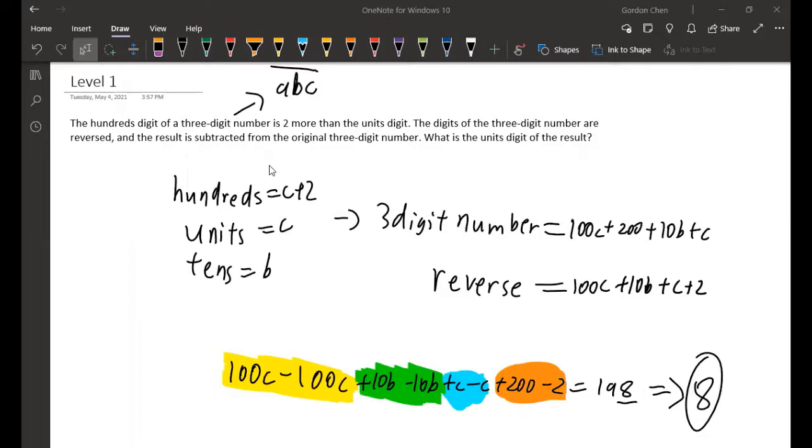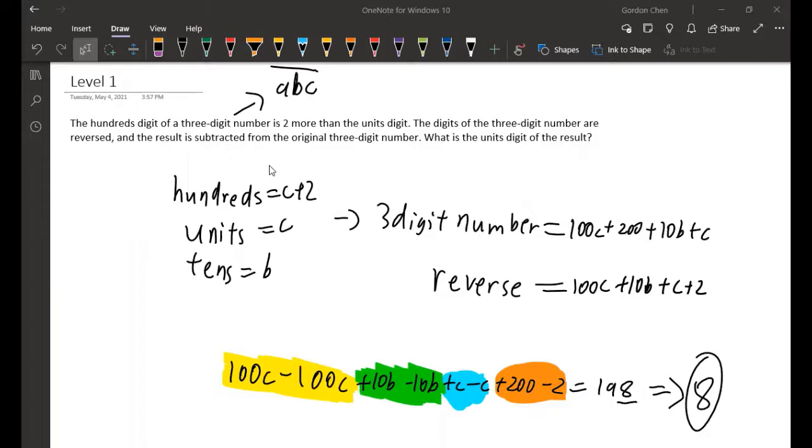And so we have that the tens digit is B. So our 3-digit number is 100 times (C plus 2), plus 10 times B, plus the unit digit, which is C. And the reverse is 100C plus 10B plus C plus 2.